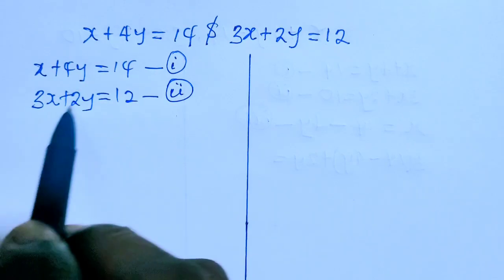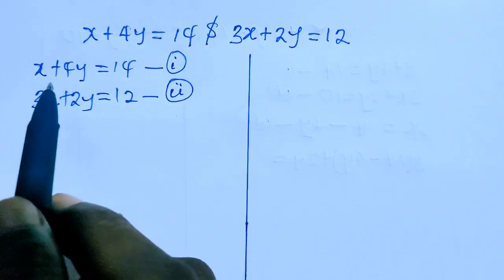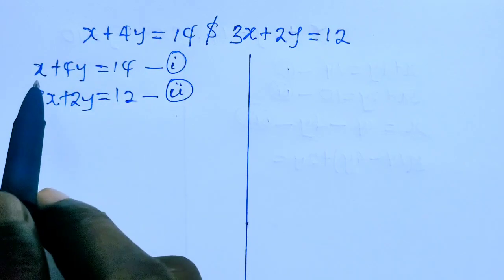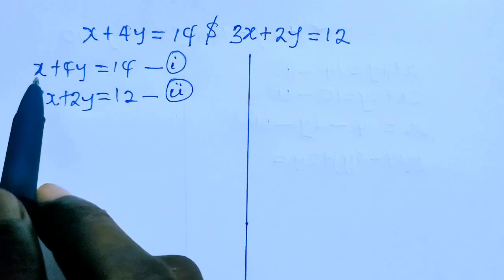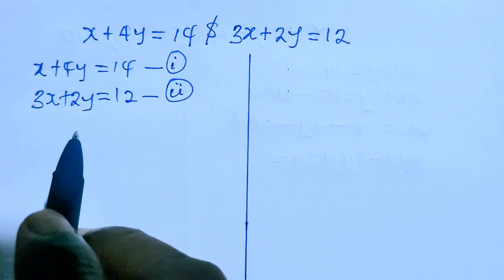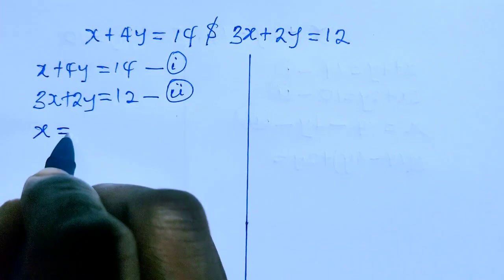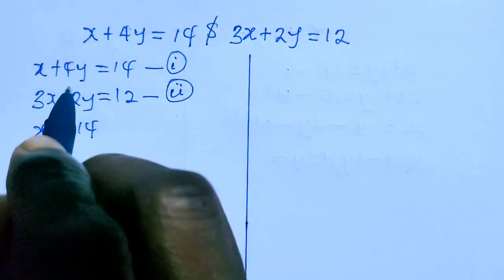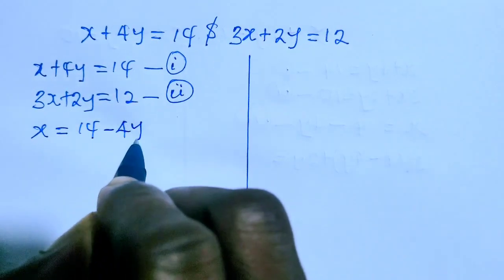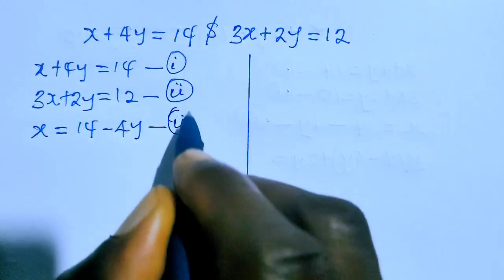Now, since we are using the substitution method here, we are going to consider equation 1 the best. Since x is alone, we can easily isolate x, that is, making x the subject of the formula. Now, from equation 1, we are going to have that x equals 14. If you move positive 4y down here, it becomes minus 4y. Then we call this equation 3.